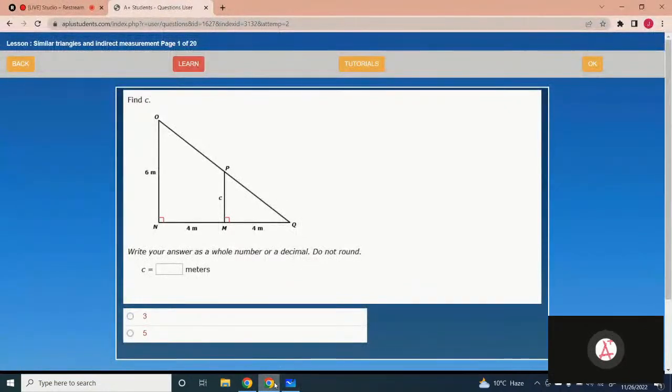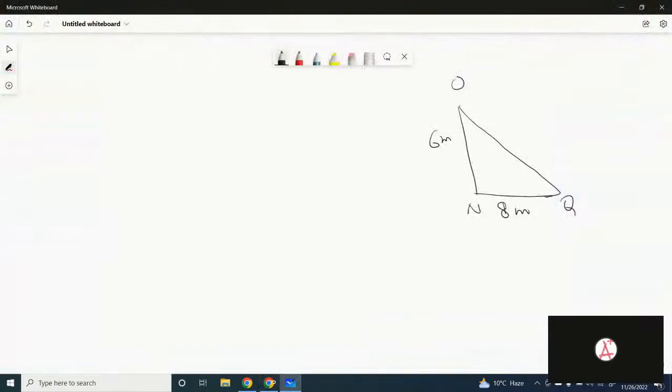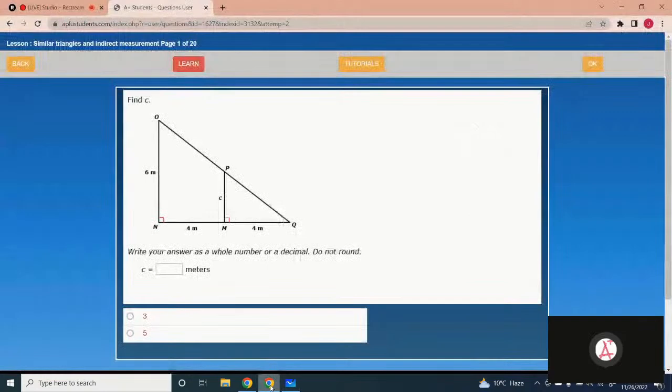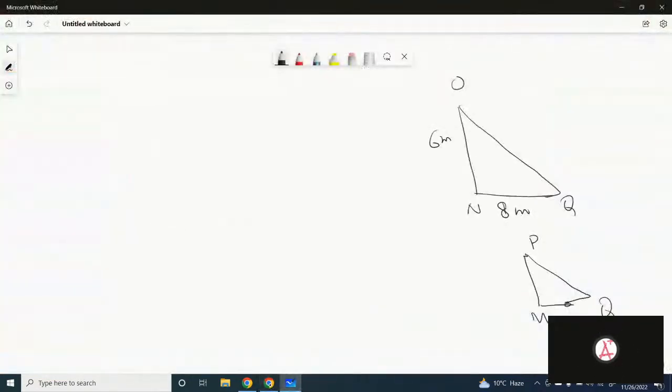Okay, let me just draw the smaller one. MQP. MQ is 4 meters. PM is C. You have to actually find the value of C. Got it? Let's form the proportion between the sides: here you have 6 and here you have C.